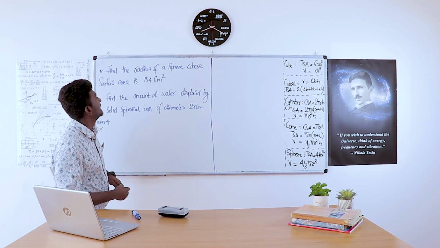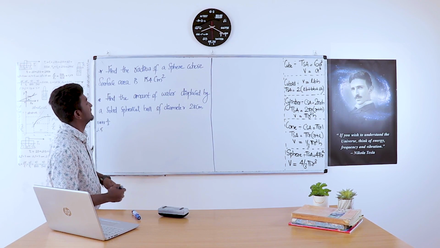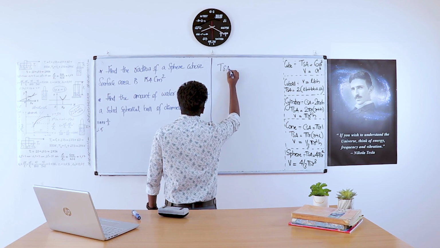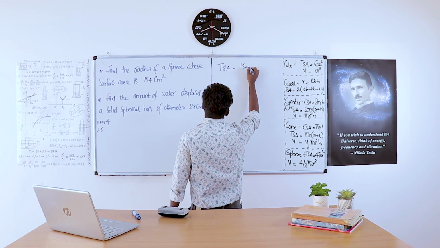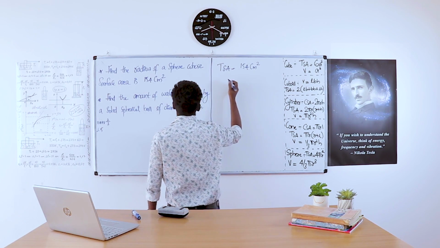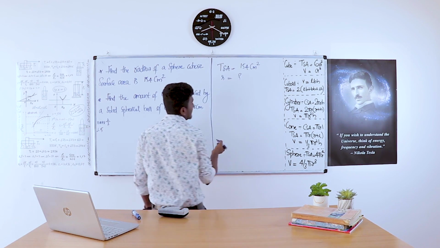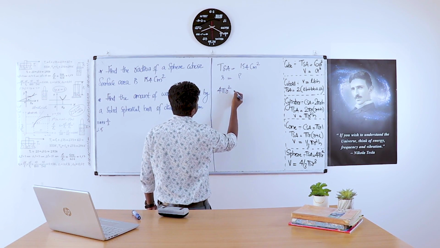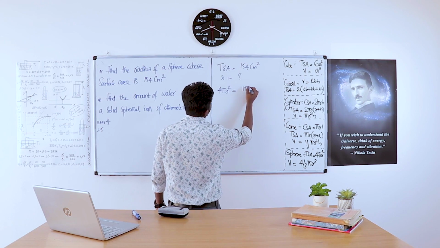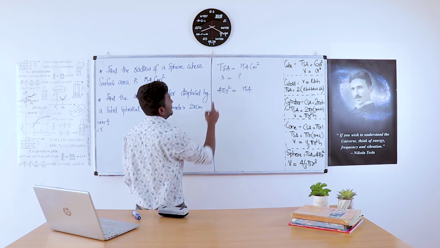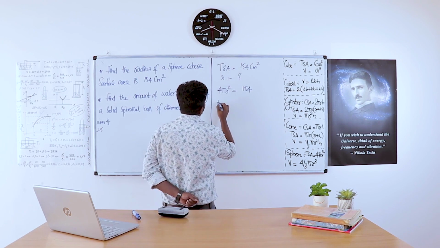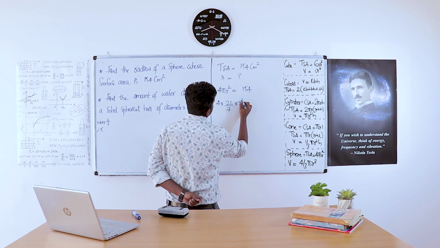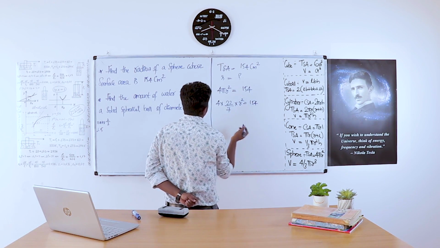First one is, find the radius of a sphere whose surface area is 154 centimeter square. So the total surface area of the sphere is given as 154 centimeter square. We need to find the radius. What is the equation for total surface area? It is 4 pi r square. That means 4 pi r square is equal to 154. So 4 into pi, taken as 22 by 7, into r square is equal to 154.